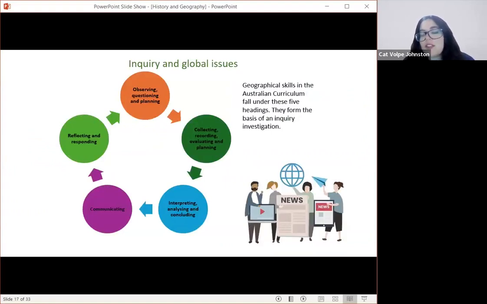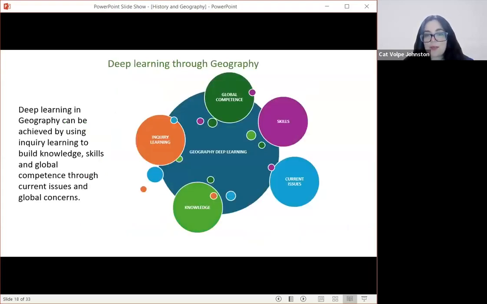So there are geographical skills that students engage in and learn that you have to teach to students in geography. You need to teach them how to observe, create questions, plan. You need to teach them how to collect data, record it, evaluate it, interpret it, represent it in different ways, plan an inquiry, analyze the data, make conclusions, reflect and respond and communicate their understanding to you. So these are all the different types of skills that are a part of geography.